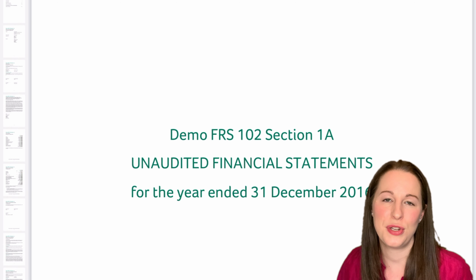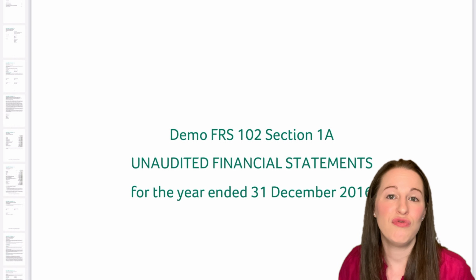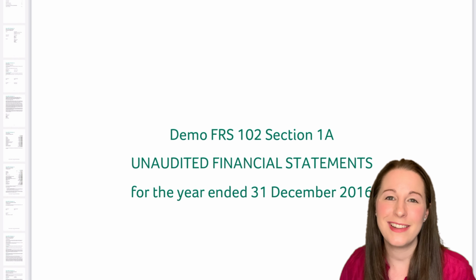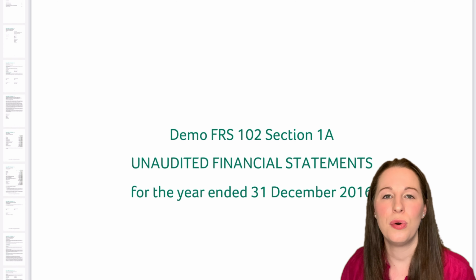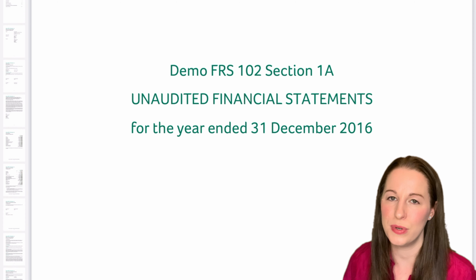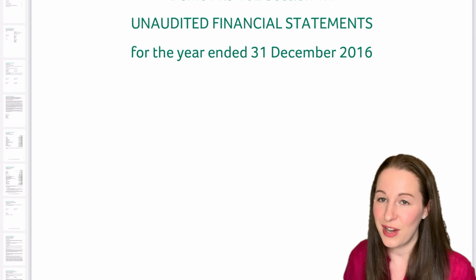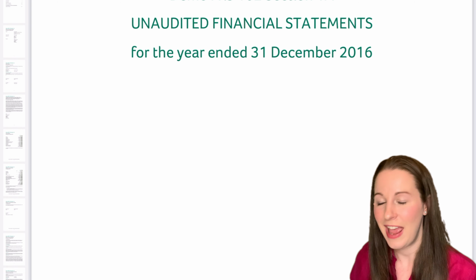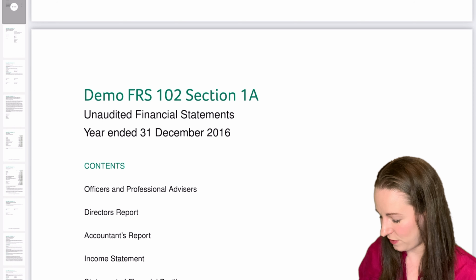Anything under the 10.2 million turnover isn't required to have one. So your accounts normally will be unaudited, unless there is a reason why you need to specifically have an audit. Now, it'll tell you the period that it's covering, and then that's pretty much it from the first page.